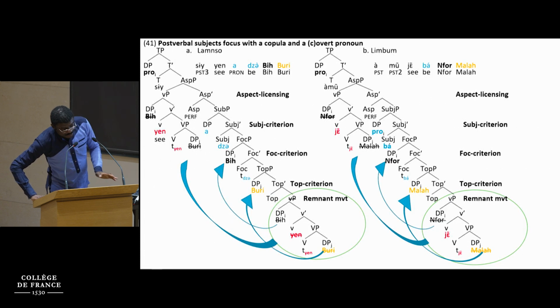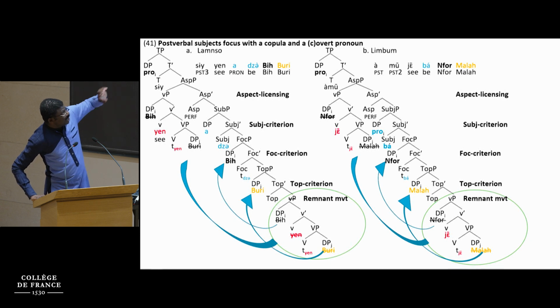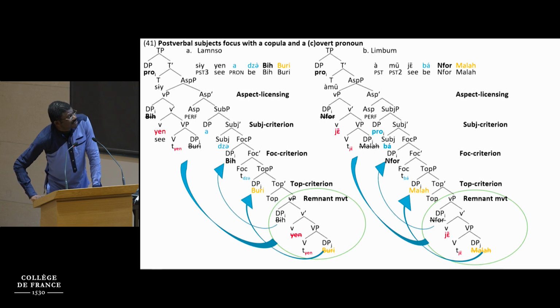Okay, this is the first focus marking strategy. As you can see from the glosses, you have a post-verbal subject preceded by a copula and followed by a direct object. So the sentence, for example, corresponds to, it is B who saw Buri. Okay.